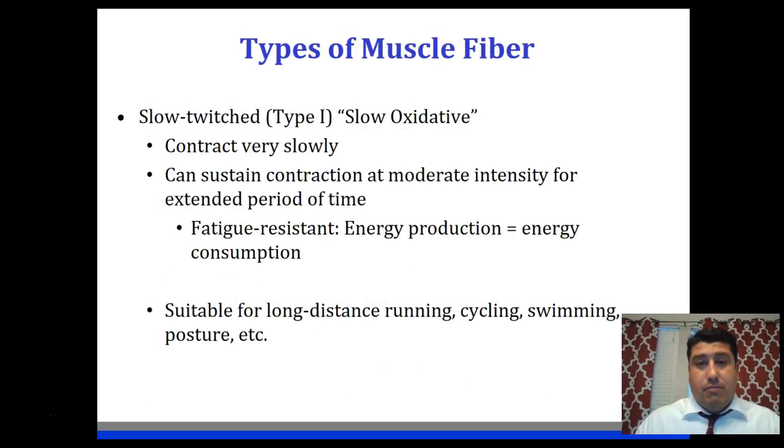There are particular types of muscle fiber that we develop. We have 3 types: type 1, type 2B, and type 2A. So type 1 is slow twitch or considered slow oxidative. All it means is that these particular muscle fibers contract very slowly. They don't contract with a lot of power or a lot of force, but they are able to sustain that contraction for an extended period of time. Because of that, these are also known as fatigue resistant.